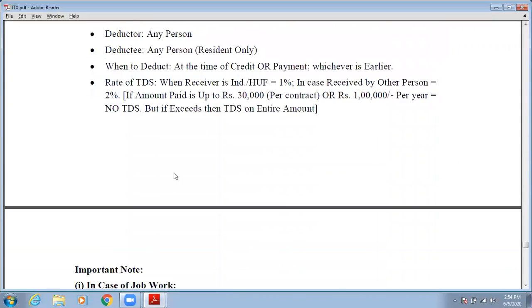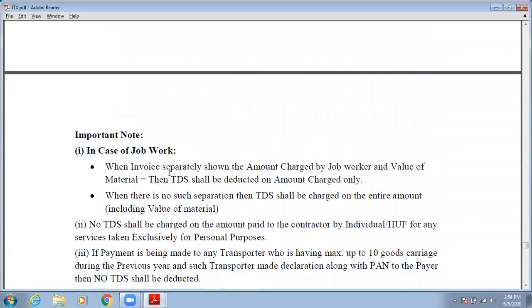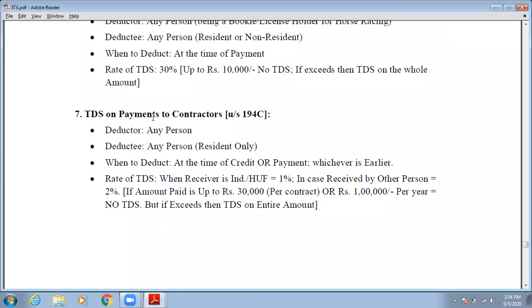Okay. Then next is TDS on payment to contractor. If you are paying any amount to your contractor, then what will be the provision of TDS? Who will be the deductor? Any person. Who will be the deductee? Any person, resident only. Okay. So this provision will also not be applicable on non-resident. When to deduct? At the time of credit or payment, whichever is earlier, this tax will be deducted.